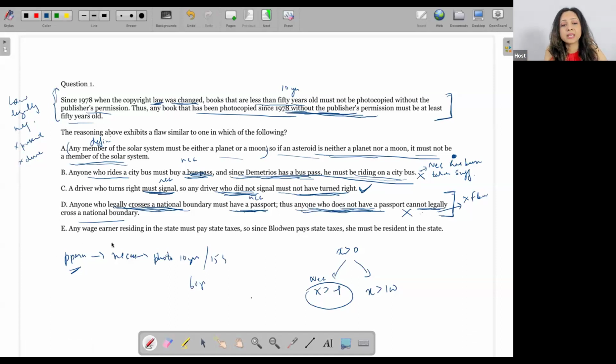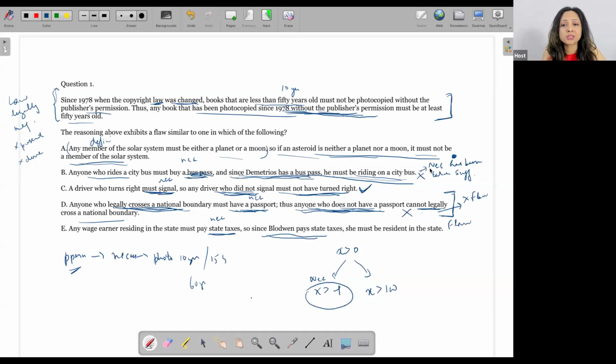Look at E. Any wage earner residing in the state must pay state taxes. Again, a necessary condition. Again, a law-related necessary condition. Great. So since Blodwen pays state taxes, I'm saying the necessary condition is being met over here. So this is not the same as the original argument. All right. She must be a resident in the state. Again, there is a flaw over here.